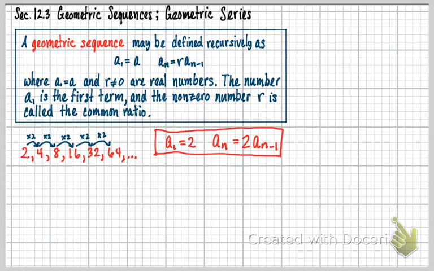And that's a geometric sequence, because we have this multiplier instead of the addition. When it's an addition, it's arithmetic. When it's a multiplier, it's called geometric. So that's how we tell the difference between the two.